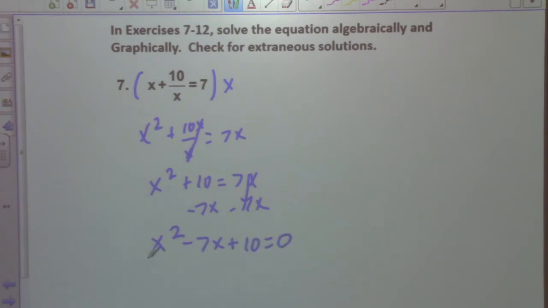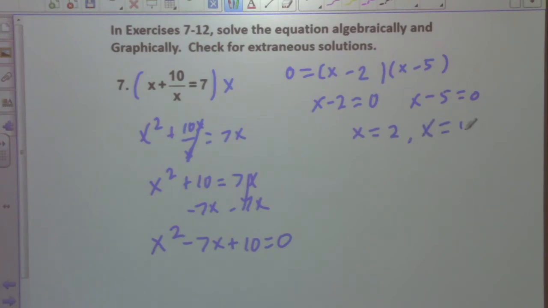And so what would this be? What would our factored form of this quadratic trinomial be? 5 and 2. Okay, 5 and 2, right, because of the 10. Negative 5 and negative 2, so Hannah really was helping with this. Okay, and so now we can use the zero factor property. So we got x minus 2 equals 0, and x minus 5 is equal to 0. So x is equal to 2, and also x is equal to 5.